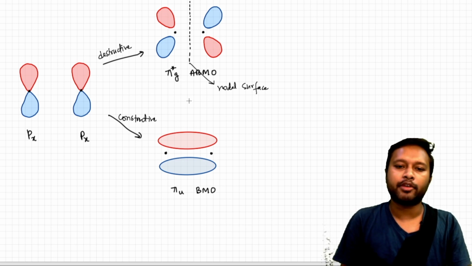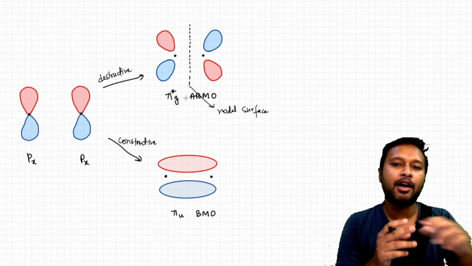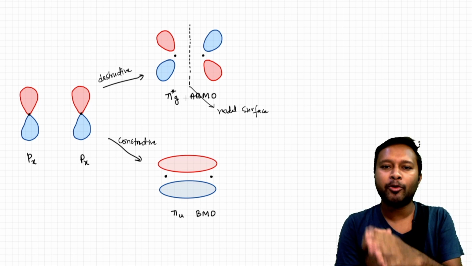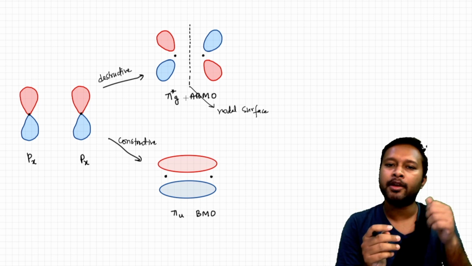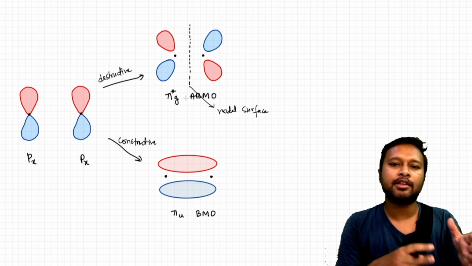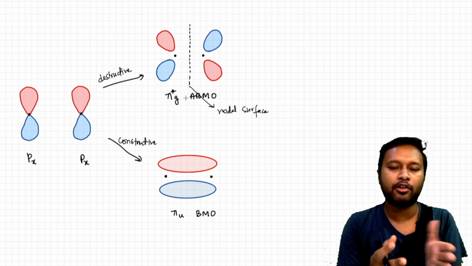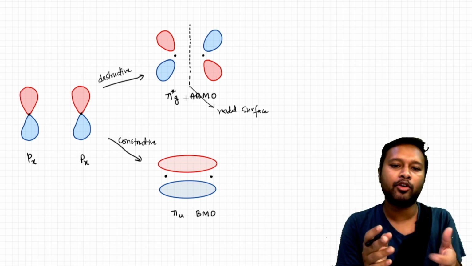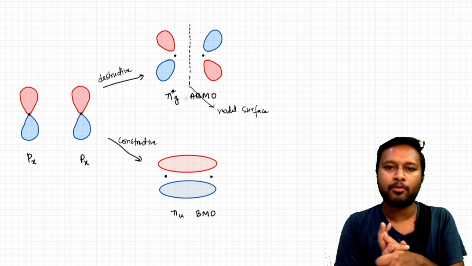So we have seen three types of overlapping: how s orbitals overlap to form sigma bonding and sigma anti-bonding; how pz orbitals overlap to form sigma bonding and anti-bonding; and how px, and similarly in the same way py, will also overlap. So how px or py are going to overlap to form pi bonding and pi anti-bonding molecular orbitals.